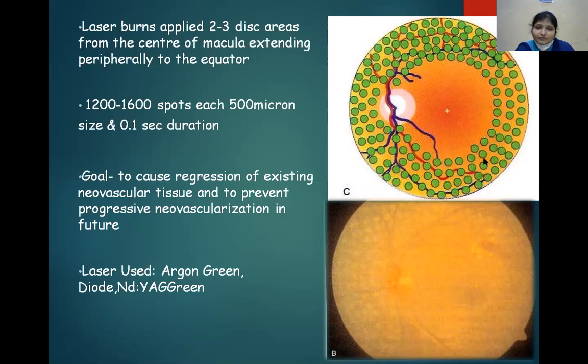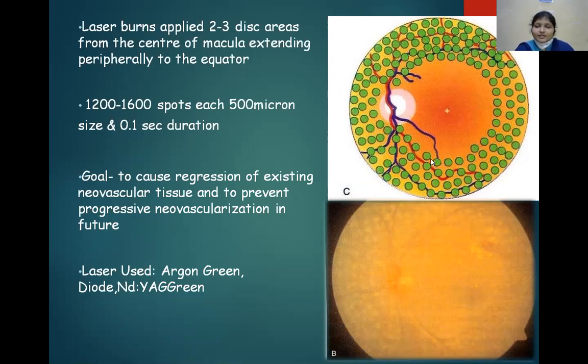What is the size of this burn? It is about 500 microns. So how much duration laser do we have to give? It is 0.1 second duration. So 1200 to 1600 spots, 500 micron size, 0.1 second duration, and one burn width apart around the macula of 2 to 3 disc areas up to the equator. So the main goal is to reduce the neovascular tissue.